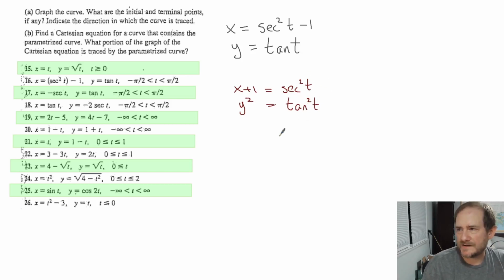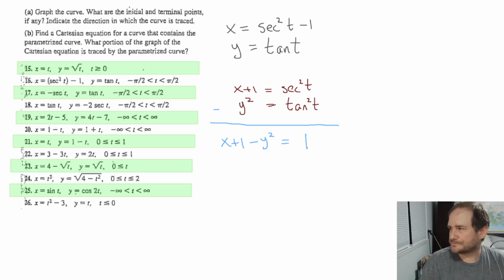Now you'll subtract. And as long as you subtract in the order of secant minus tan, you'll get 1. If we're subtracting in that order, then we're doing x plus 1 minus y squared, and that equals 1. Which looks like it's giving us a parabola. So I'd subtract 1 from both sides, and they cancel. I would add y squared to both sides, and I get x equals y squared.